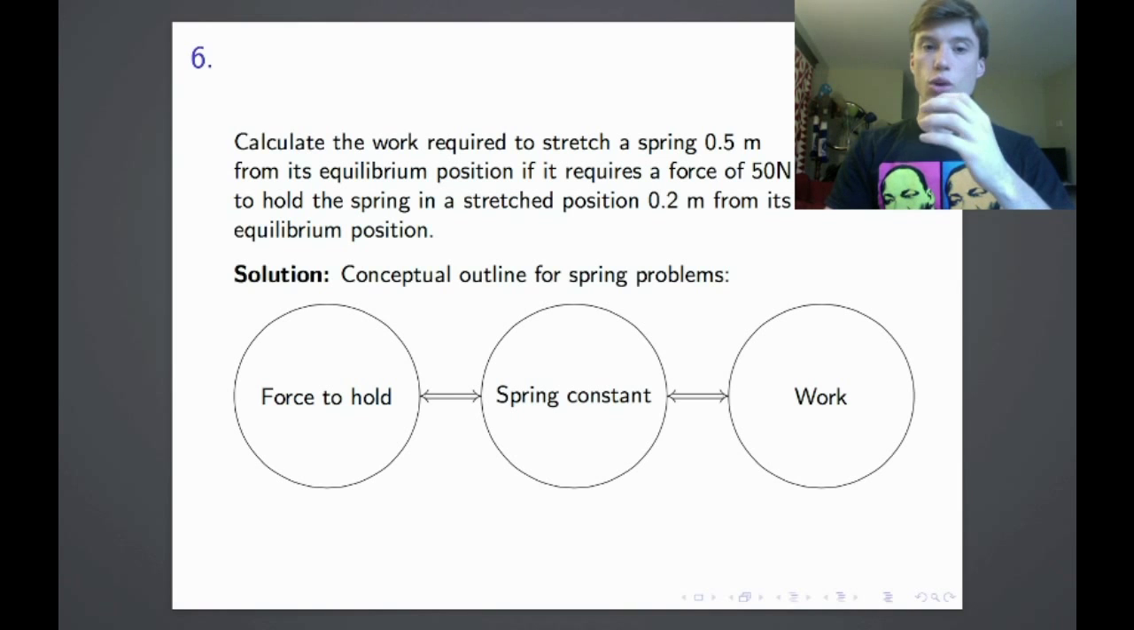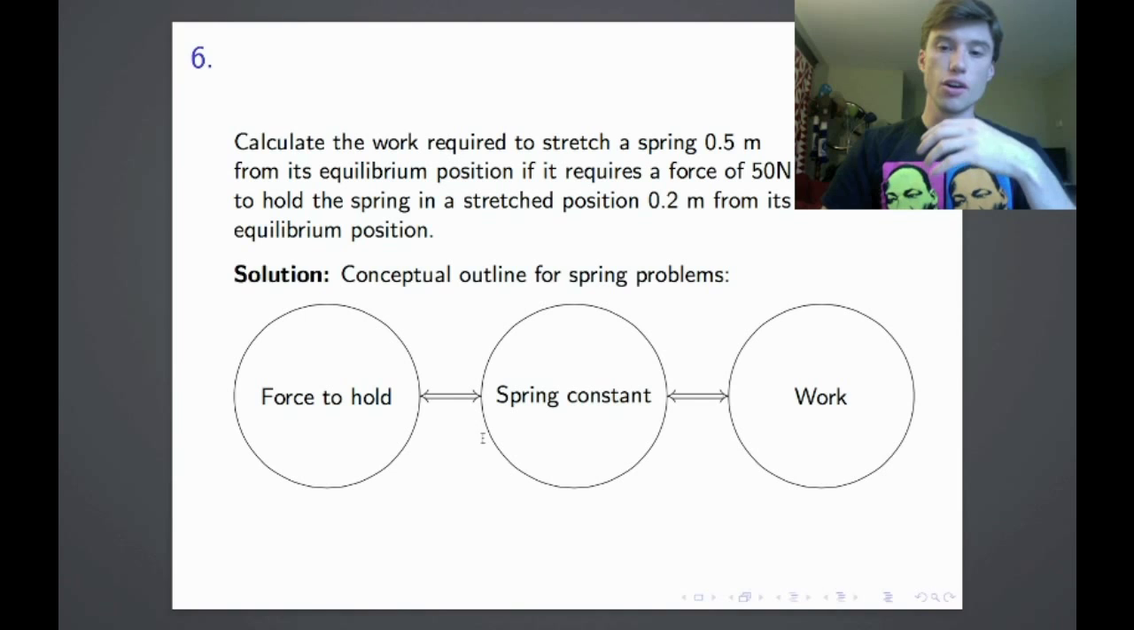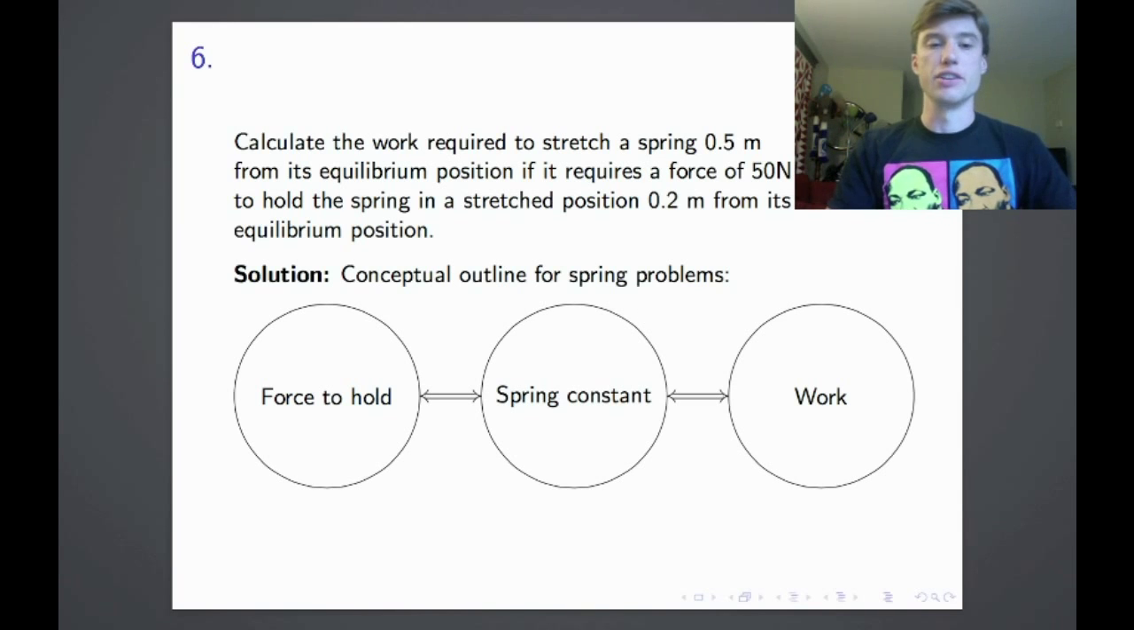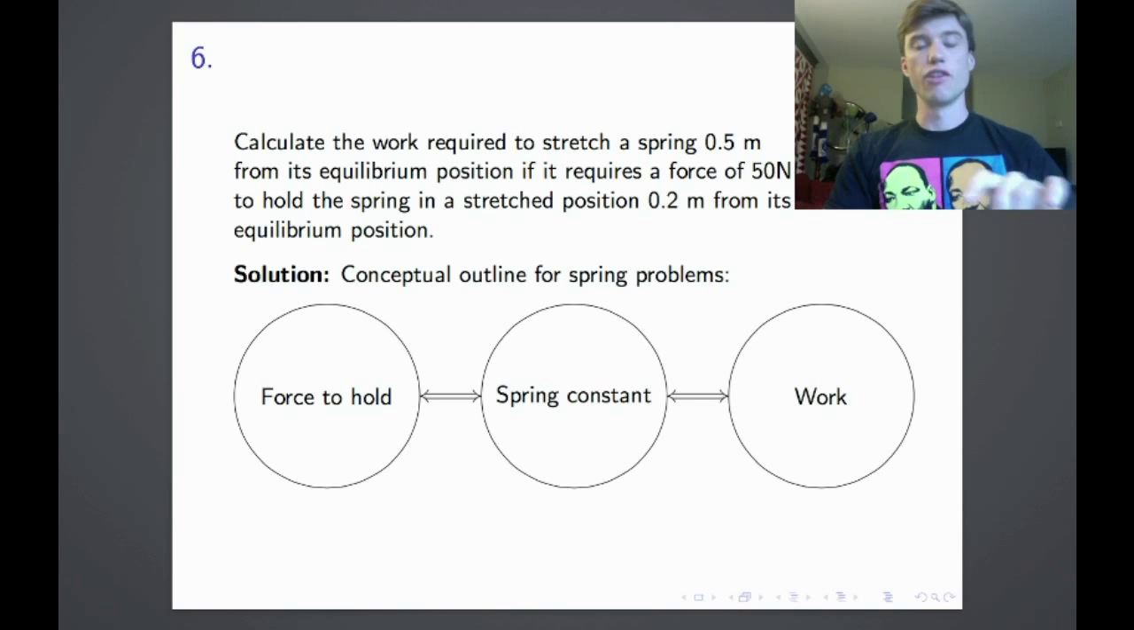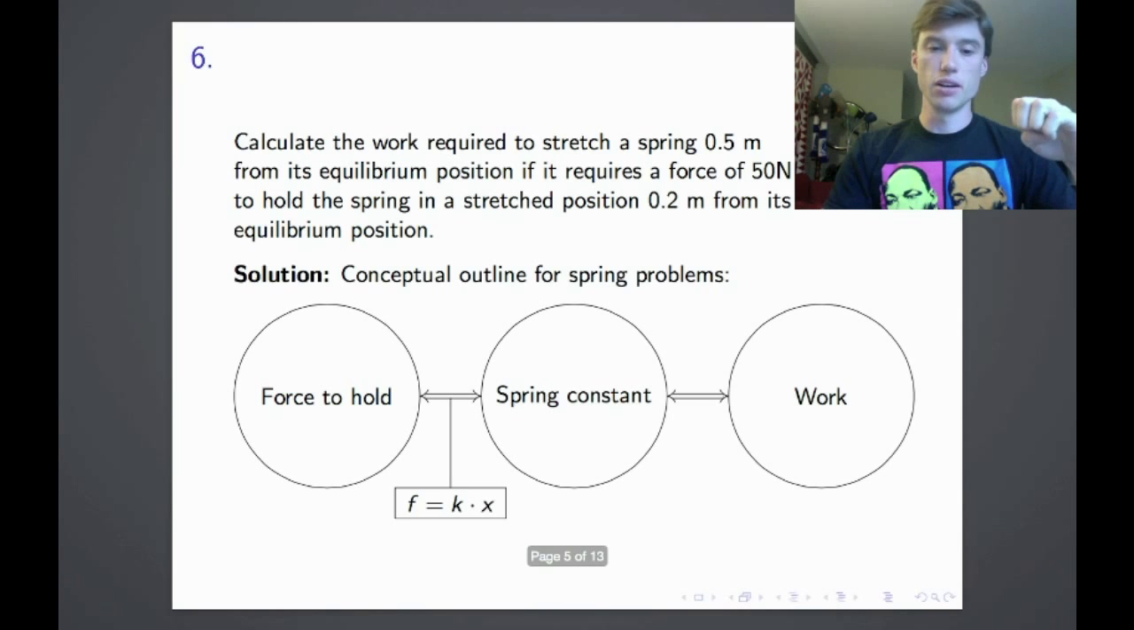given the work required to stretch a spring over a second interval, we will start over here, and using this bit of information, we will then go back to calculate the spring constant. And with this spring constant, we can calculate the work over the interval we're actually interested in. The first two relate directly by Hooke's law.